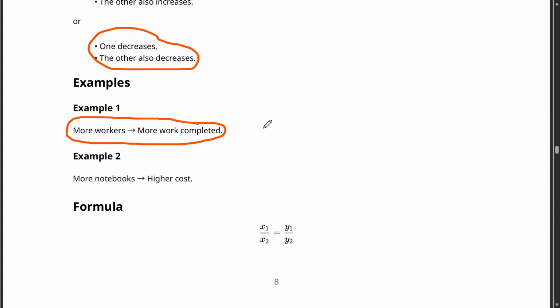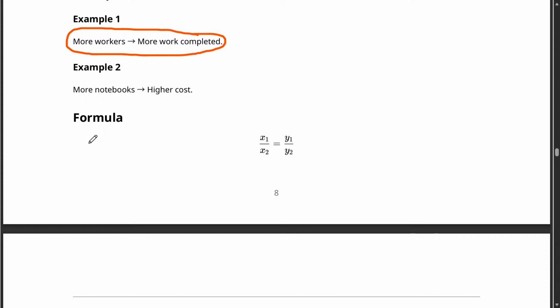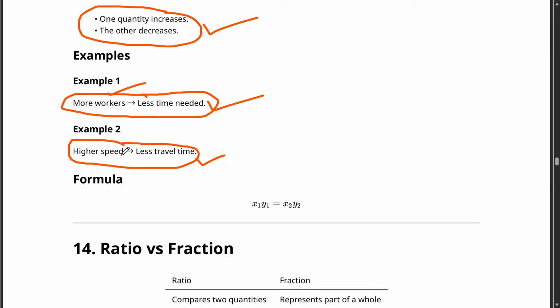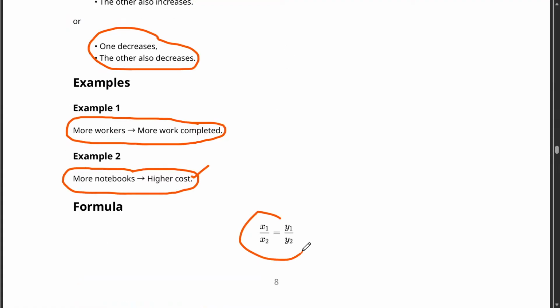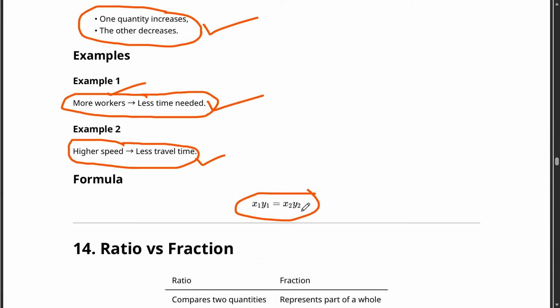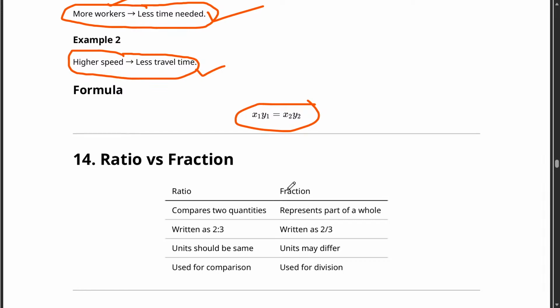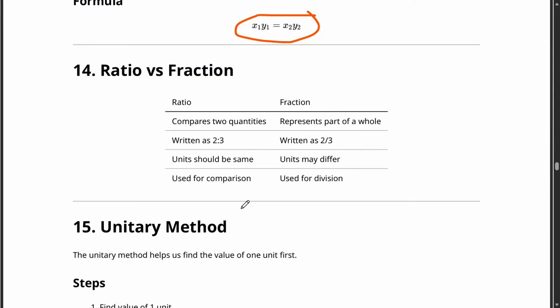Let's see the second example. More speed needs less time. If we increase the speed of a car or bike, then we can travel in less time. So the formula is this: x1 by x2 equals y1 by y2, and here x1 y1 equals x2 y2.